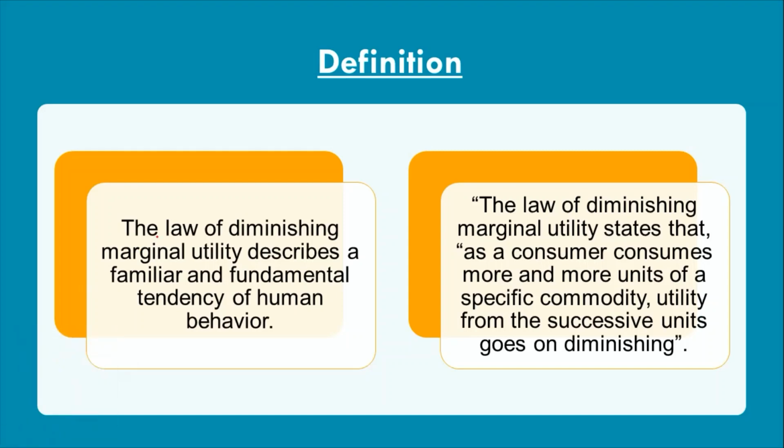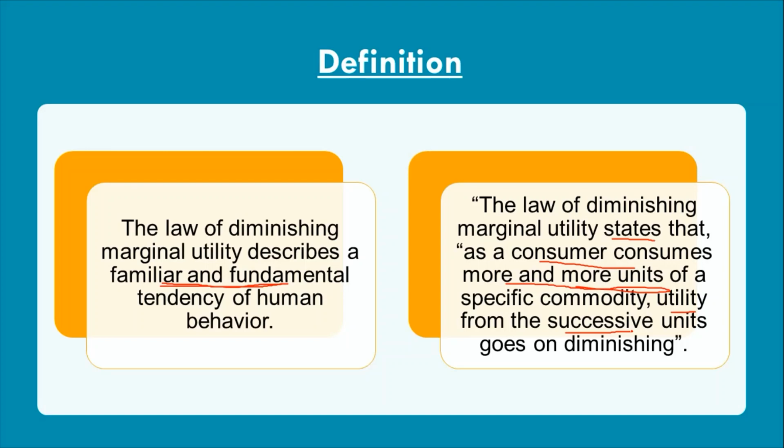So the definition says this law basically describes a familiar, fundamental tendency of human behavior. It tells us how a human is behaving in a particular situation. Right? So a proper definition would be: the law of diminishing marginal utility states that as a consumer consumes more and more units of a particular good, the utility from every additional successive unit, every next unit that he is consuming, diminishes or goes down.